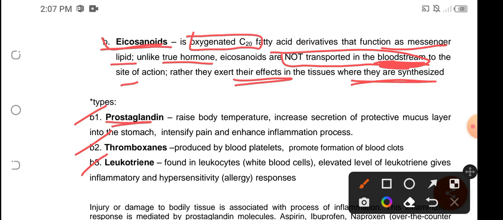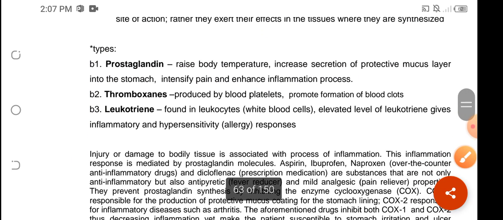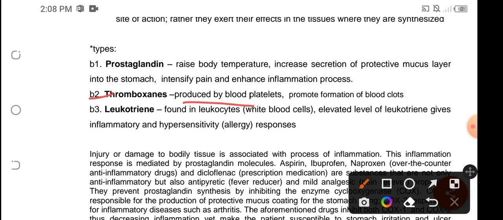For prostaglandin, the message is to raise the body temperature, increase the secretion of the protective mucus layer in the stomach, and also intensify the pain and inflammation process. So kapag may sakit ka, prostaglandin, i-raise niya yung body temperature mo, intensify niya yung heat mo, yung pain mo, just to give the message that there's an inflammation in your body. Okay? For thromboxane, they are produced by the blood platelets and they promote formation of blood clots naman. So the message is to form blood clots.